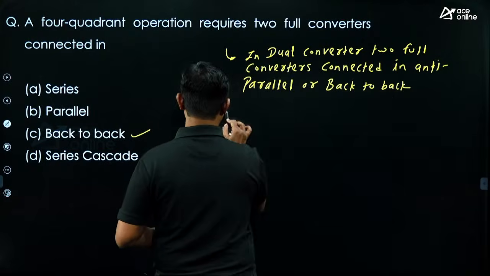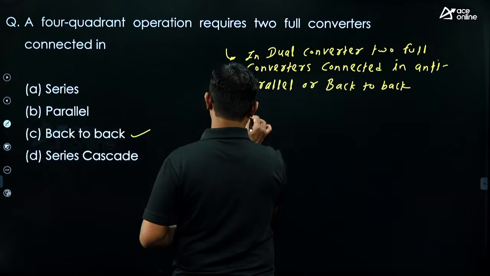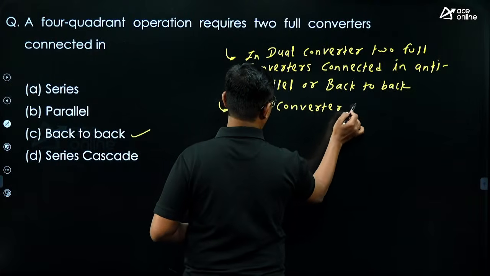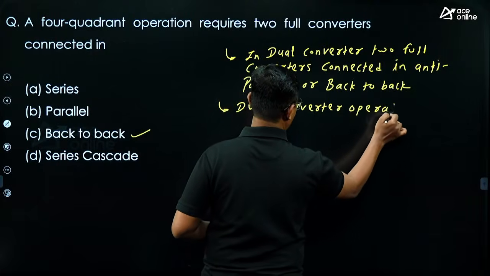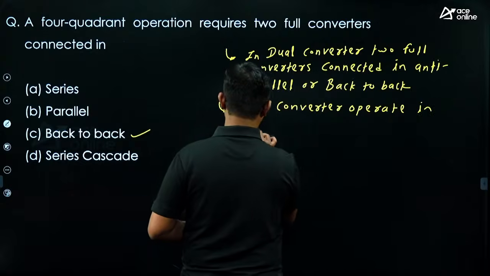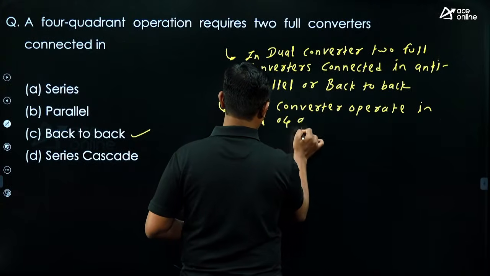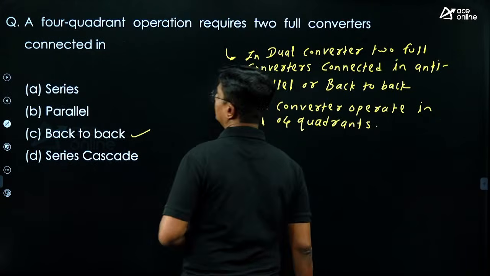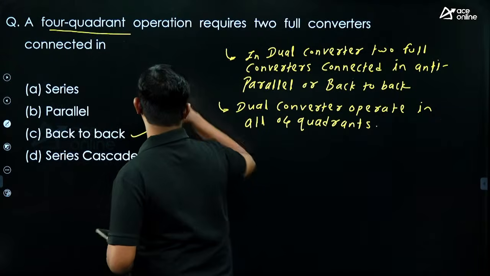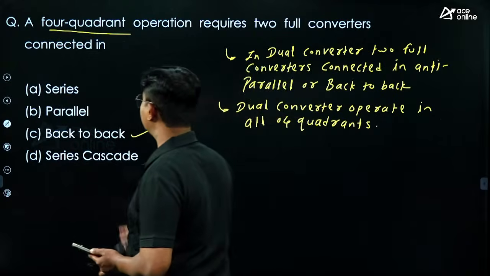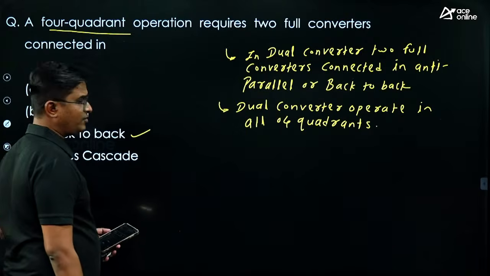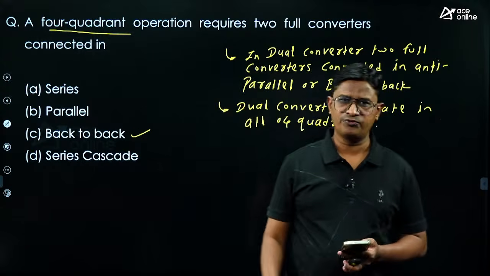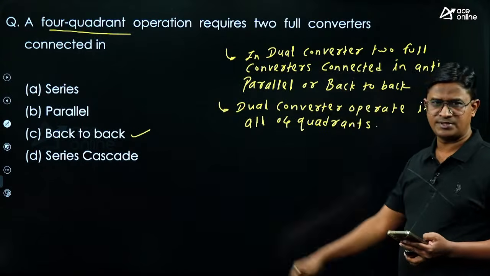And dual converter operates in which quadrants? All 4 quadrants, right? So 4-quadrant operation, and they are saying 2 full converters connected in anti-parallel. So you need to think about the dual converter, and the dual converter is nothing but anti-parallel connection of 2 full converters. So your answer should be option C, right?